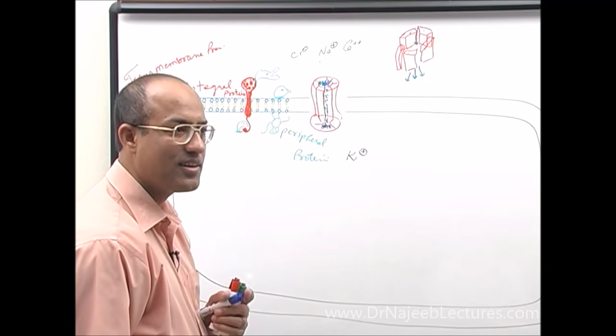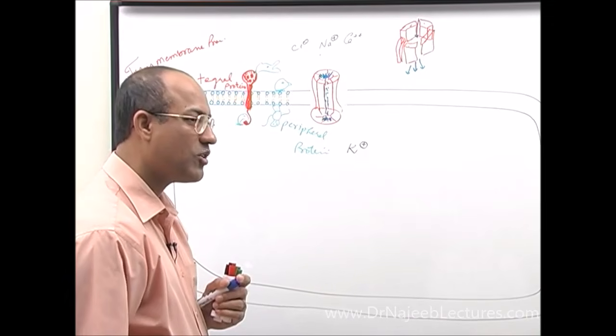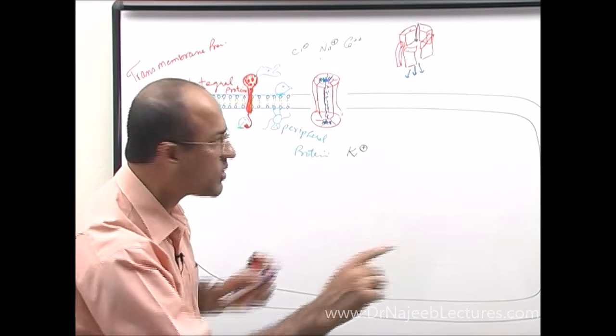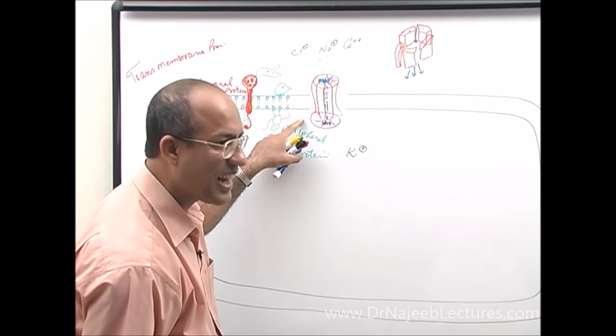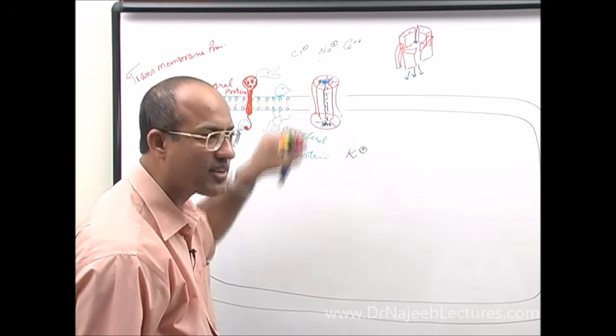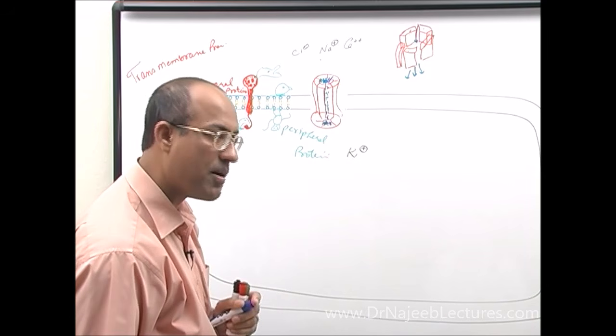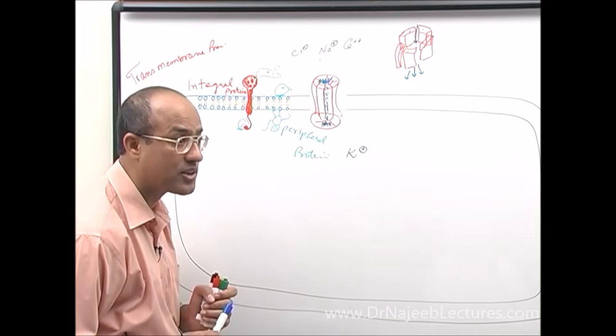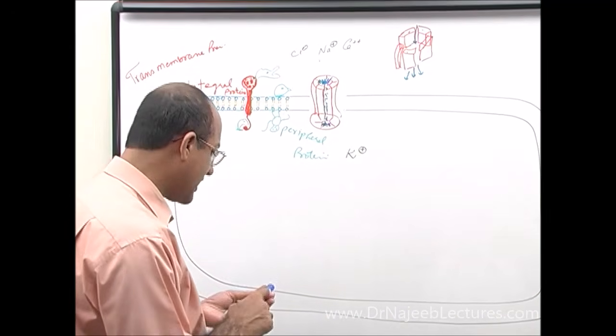So many water soluble substances can pass through the channels. Is that right? So what did I tell you? One type of integral protein, a whole group of integral proteins, works as channels. And these channels can help the substances to move across the membrane. This is one function of integral proteins. Then another integral protein.